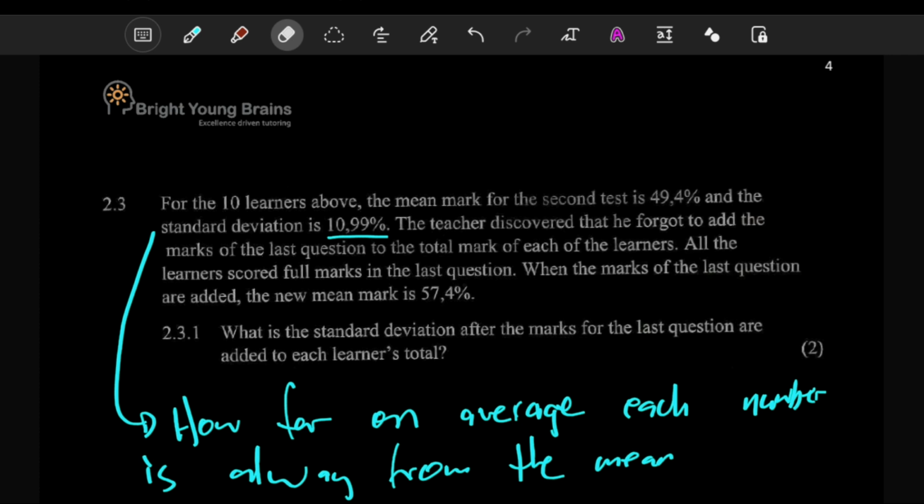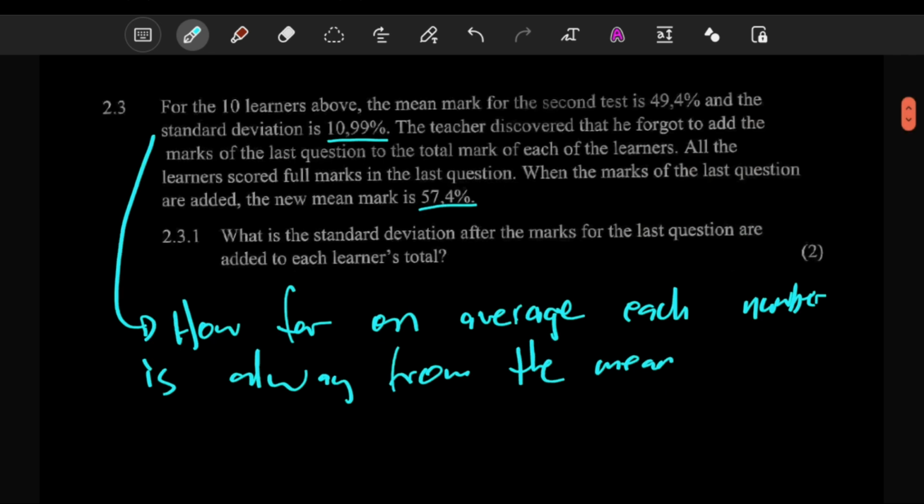So meaning everyone's mark for the last test was exactly 100%. And then it says here, when the marks for the last question were added, the new mean mark is 57.4. Then it says, what is the standard deviation after the marks of the last question were added to each learner's mark?